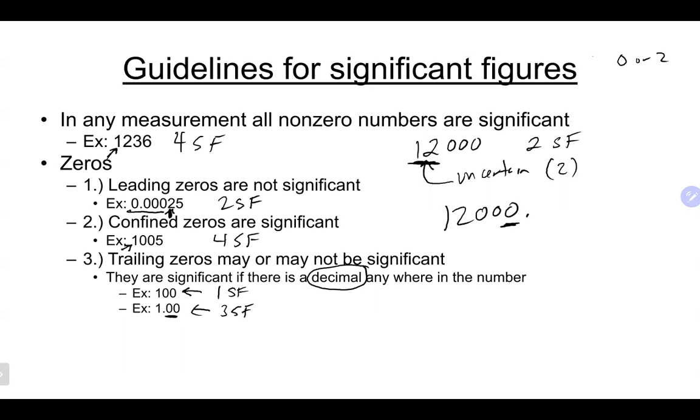So the zeros for the first example weren't significant, but then if there's a decimal, they are. If there's a decimal point in the number, the zeros that come at the end are significant. So I think I have an idea what your question might be. Some people might be asking, but don't these zeros come after the decimal point, right?